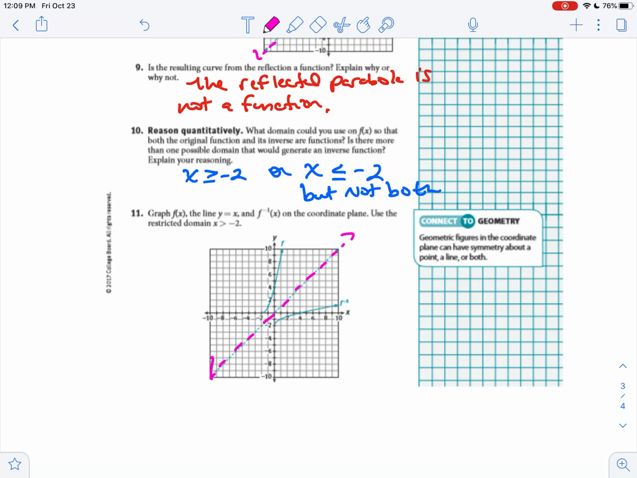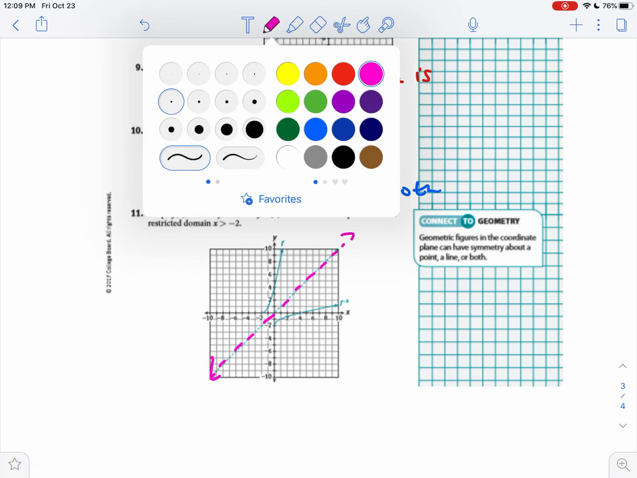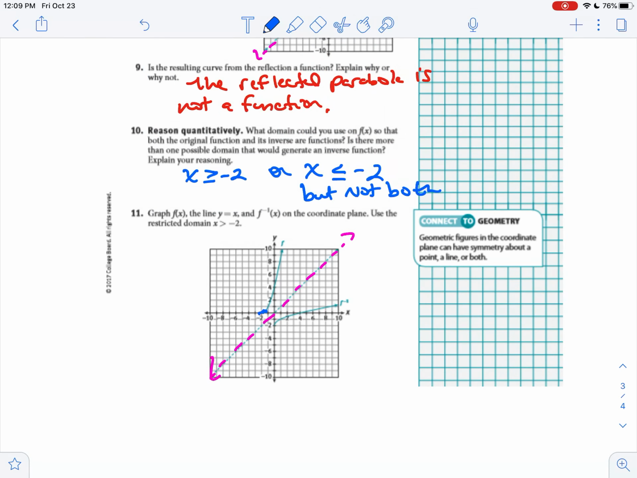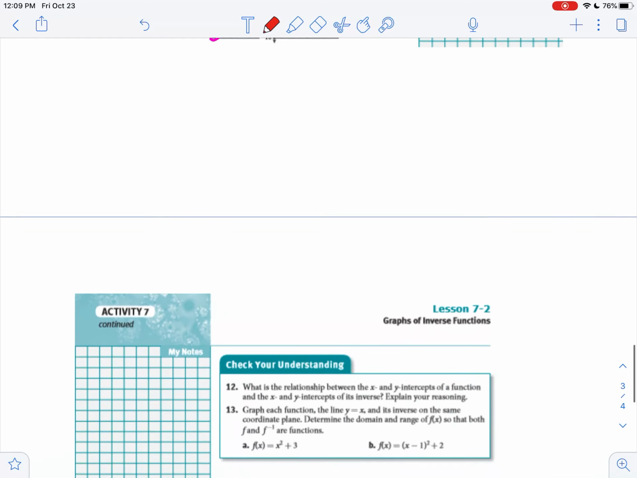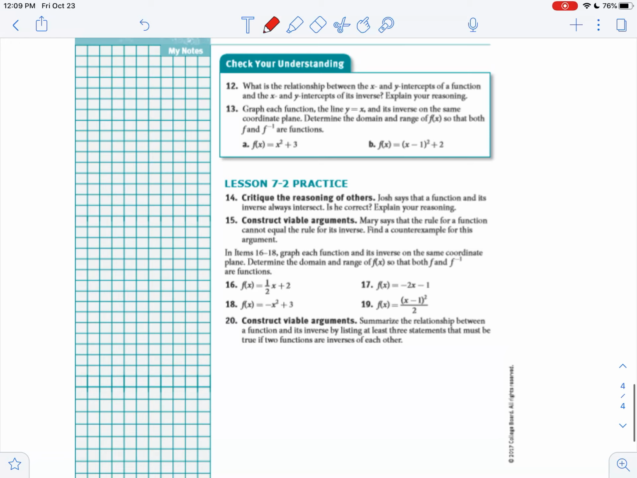And so you can see where it says graph the line y equals x. So that's our symmetry line. That's the one I usually do in pink. There's our symmetry line. And then we can see that our original function, okay, if we just graph from -2 on, looks like that. When you reflect it, switch the x and y, looks like that. Okay, so we will have to set up restrictions for some of those.